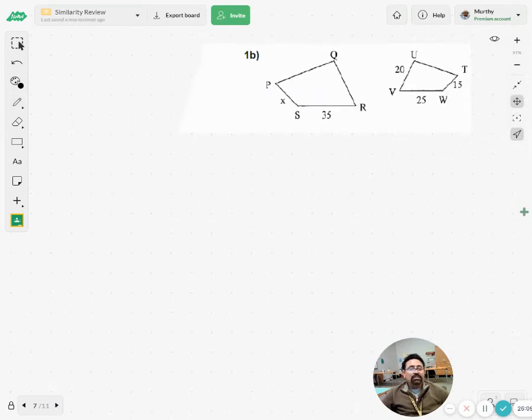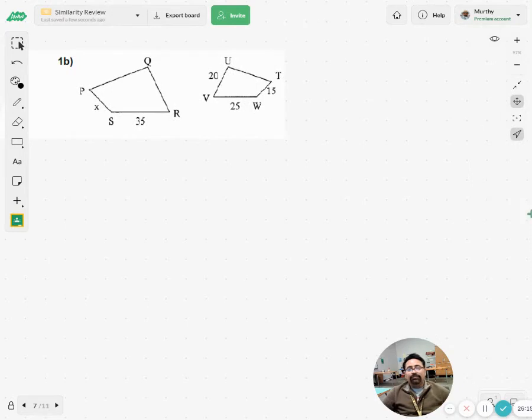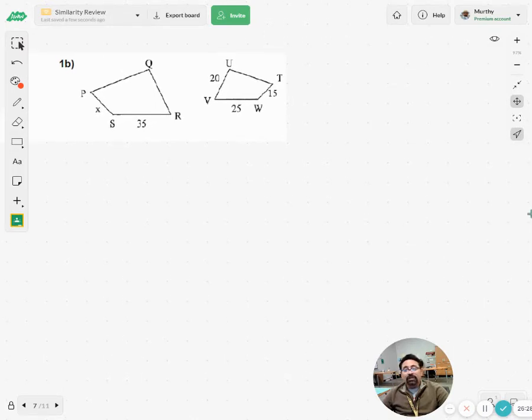Here the orientation is not the same. So this kind of problem is slightly difficult. My thought process goes this way. Let's say that these two triangles are similar. Sorry, these two quadrilaterals are similar. And I see that PS is the shortest, right?